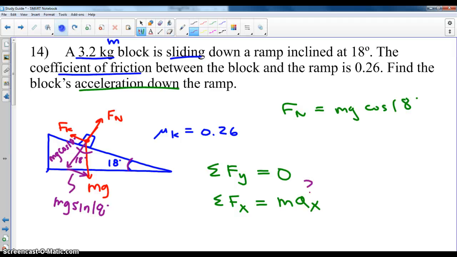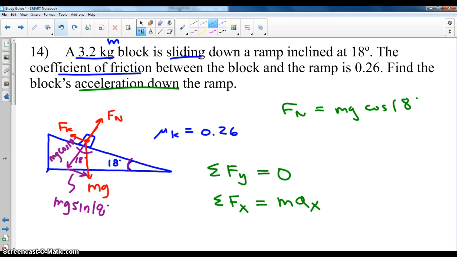So if we want to find the acceleration down the ramp, we need to know the mass, and we do. But we also need to know all of the x direction forces. That means we have to be able to find first Fk, and we can find that. We know mass, we know g, we know 18. So if we find Fk, then we can plug in all of our x forces, plug in the mass, and solve for the acceleration a sub x. That's our roadmap, okay? We want to find all of the x forces. It's like a treasure hunt, right?